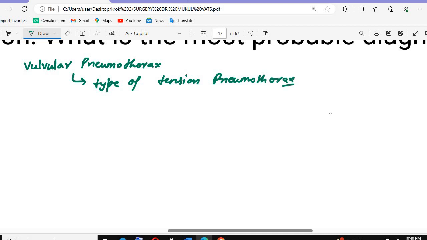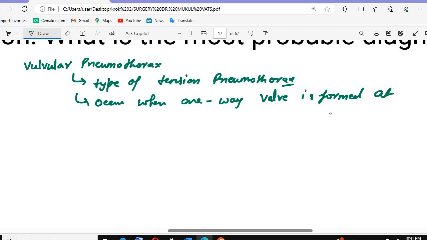It occurs when, like in the case of tension pneumothorax, we see that there is tension formation. So in the valvular, what happens? A one-way valve is formed at the pleural cavity. So what will the valve do? It will allow the air to enter inside, but there is no escape of that air.